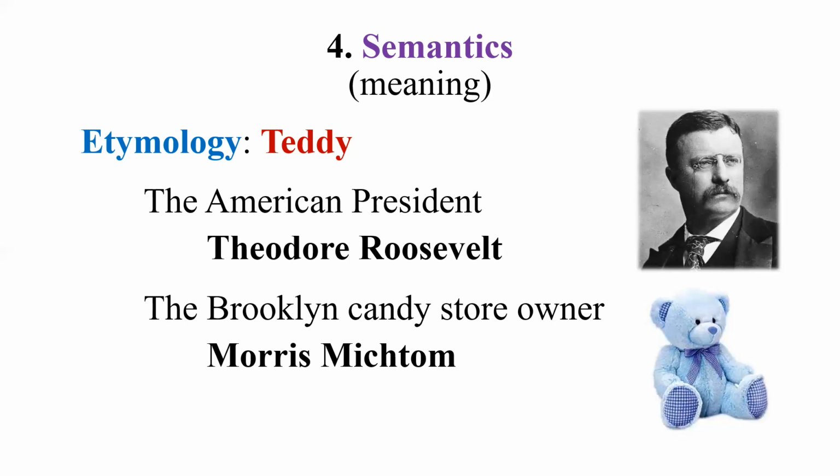And there was this Brooklyn candy store owner, Morris Michtom. He came up with a toy. He came up with this teddy bear, a kind of toy for children, a bear which looks like a bear, stuffed. And he named it Teddy after Theodore Roosevelt, because Theodore Roosevelt was also called Teddy. So this product which we buy now, teddy bear, was named after him.